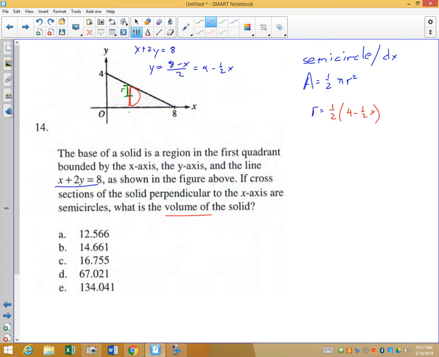Are we good? The whole distance would be the diameter, so that's half of it. Then, for the integral, I need to do 1 half pi, antiderivative, of that radius squared. So 1 half of 4 minus 1 half x, all squared, and then the limits of integration would be 0 to 8, because it is a dx problem, and you want to make sure you're going along the x-axis.